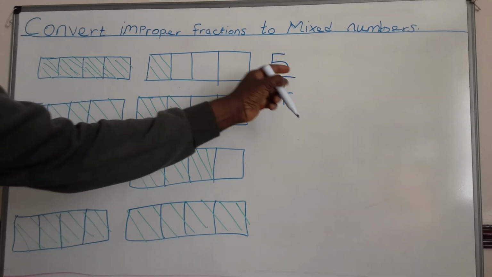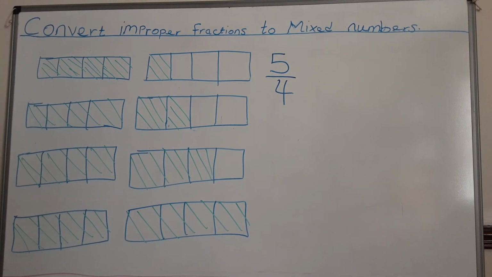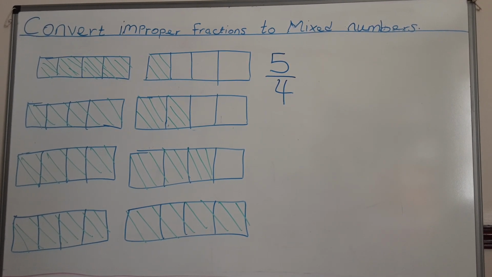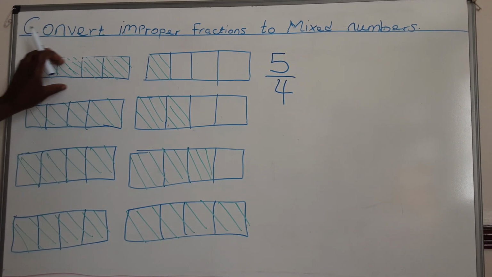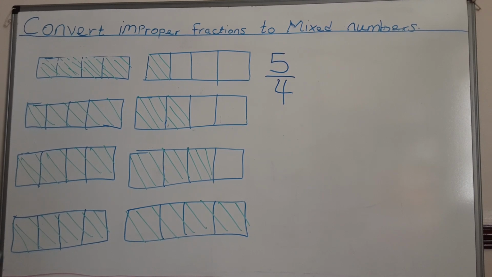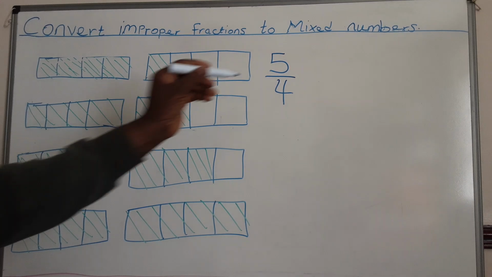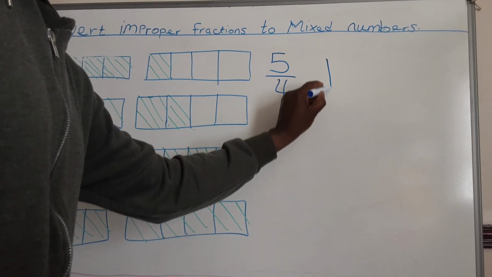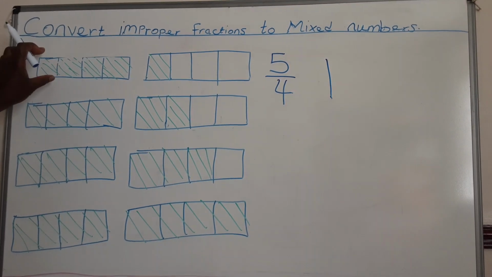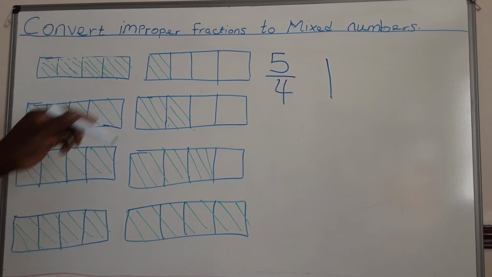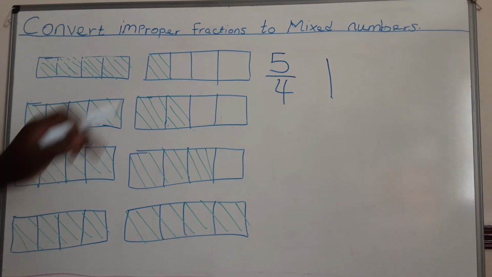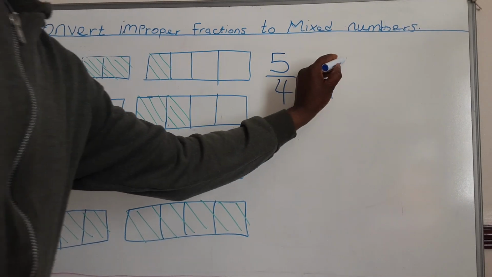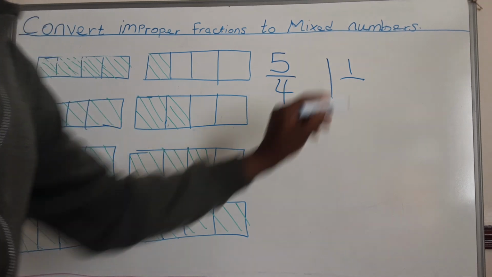So how can we convert this into a mixed number? It's quite easy. But let's look at it this way. We can see the whole of this bar model is shaded. So one whole of the bar model is shaded, and we write our one whole. And how many more parts of the bar model are shaded? Let's see, it's 1. So we put our 1 here.